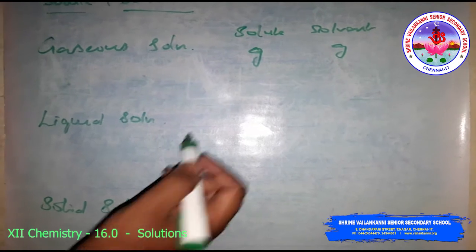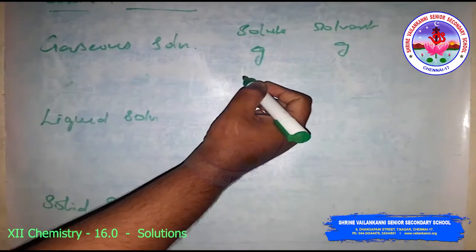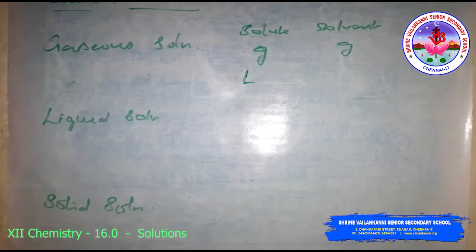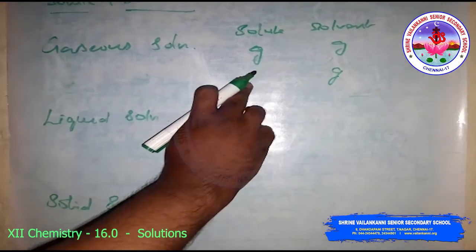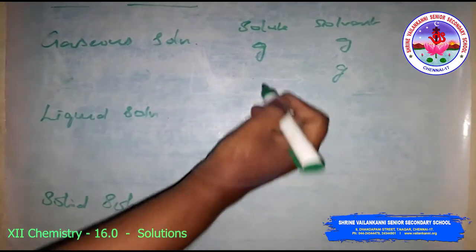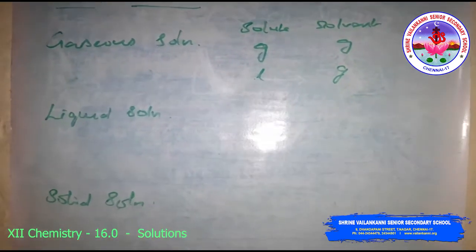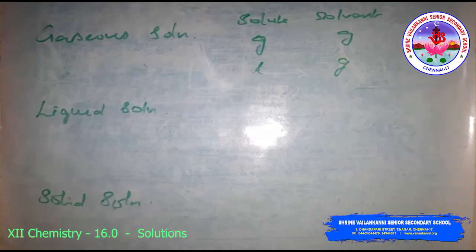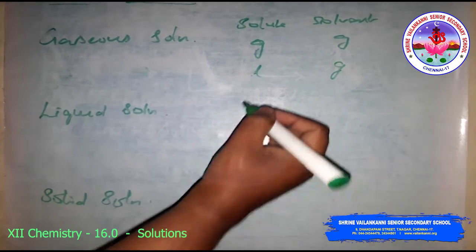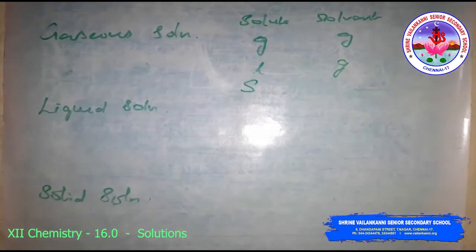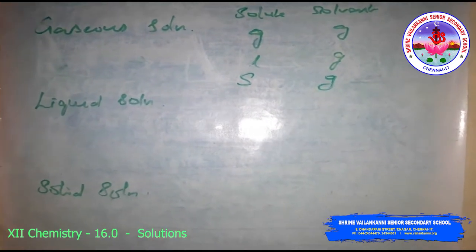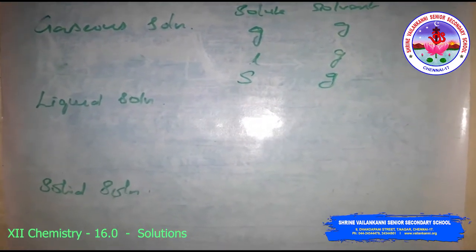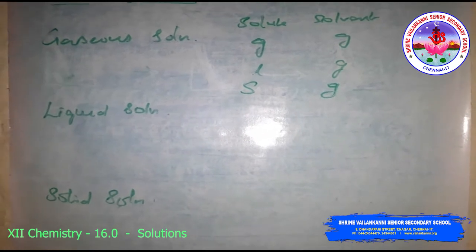The example is a mixture of oxygen and nitrogen, which is also one of the solutions. Then the solute is liquid and the solvent is gas. This is chloroform mixed with nitrogen gas. Then the solute is solid and the solvent is gas. This is camphor and nitrogen gas. So this is called gaseous solution.